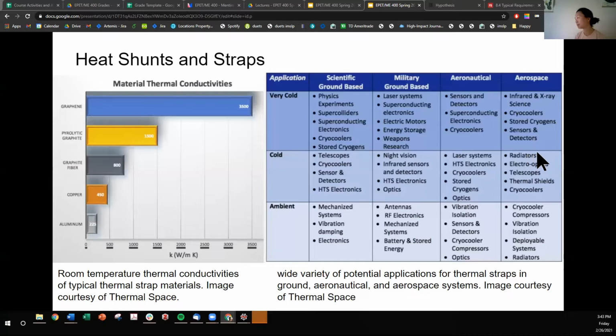detectors. Now, for less thermally stringent scenarios where you could maybe just be cold instead of very cold, you'll see heat shunts and straps for radiators, electro-optics, telescopes, thermal shields, cryocoolers. And then for ambient conditions, we can think about them being used in cryocooler compressors, vibration isolation, deployable systems, and radiators.